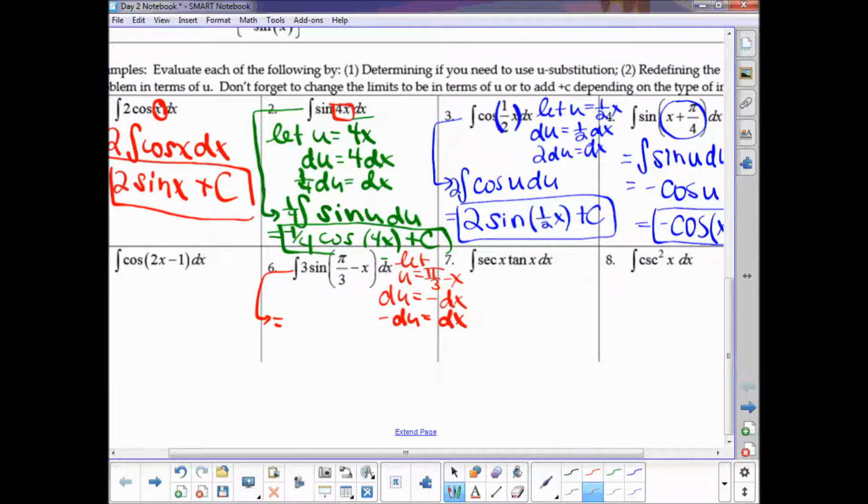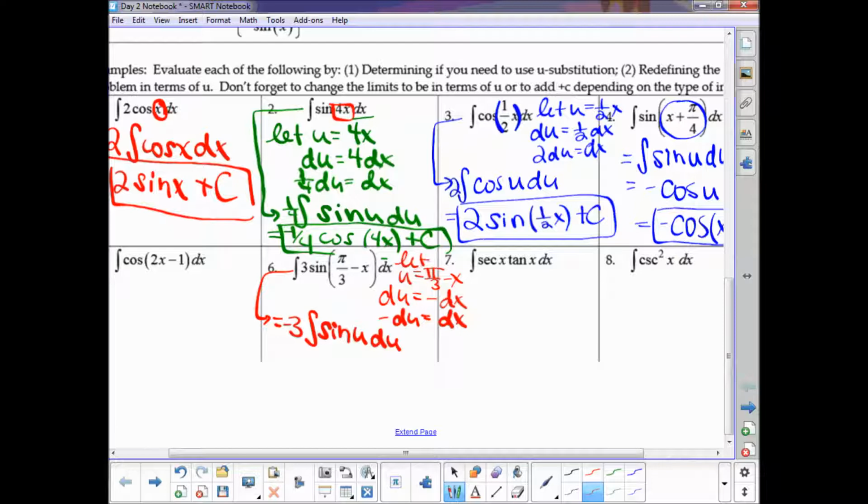So I have that. I'm going to bring that 3 out in front. Integral of sine of u, dx is negative du. I'm going to bring that negative completely out in front. Are we good with what I just did there? Integral of sine of u du with the negative 3 sitting in front. Any questions with that?